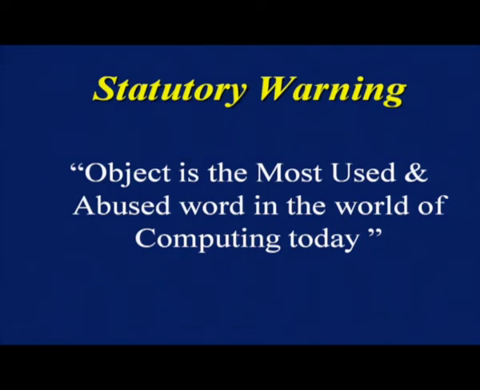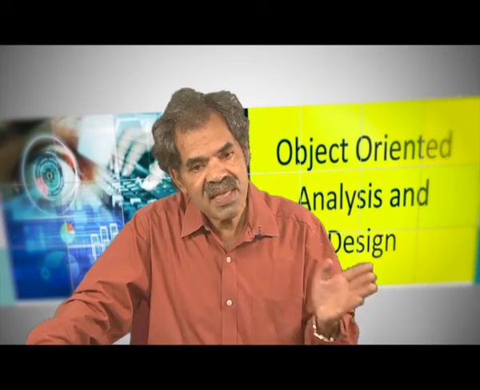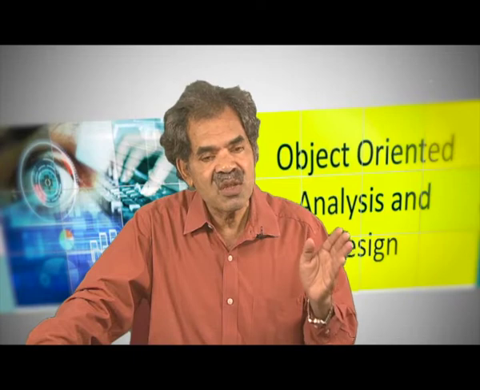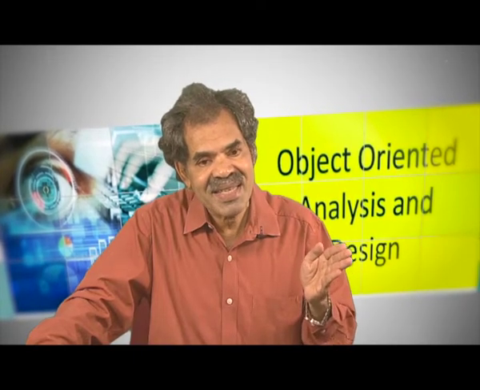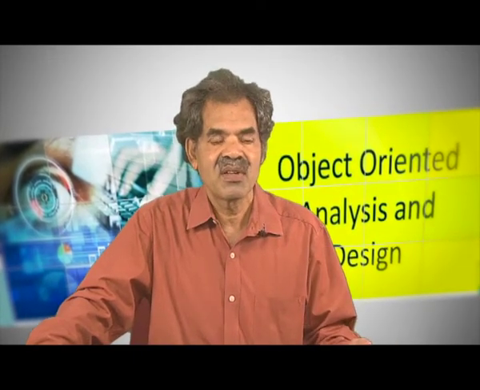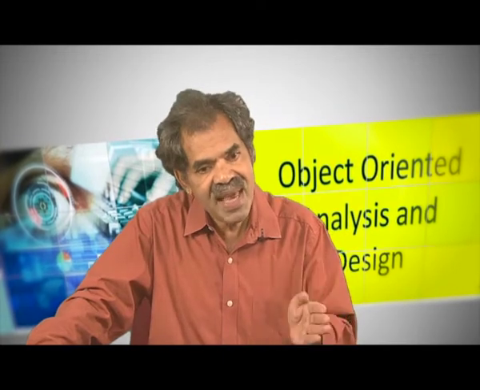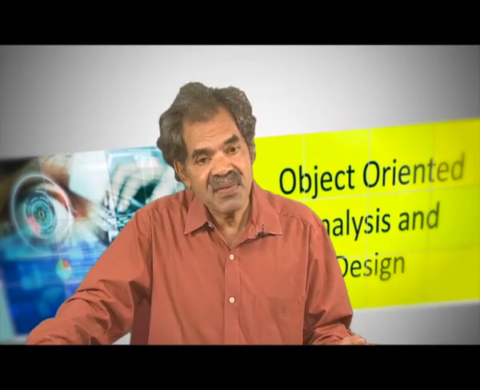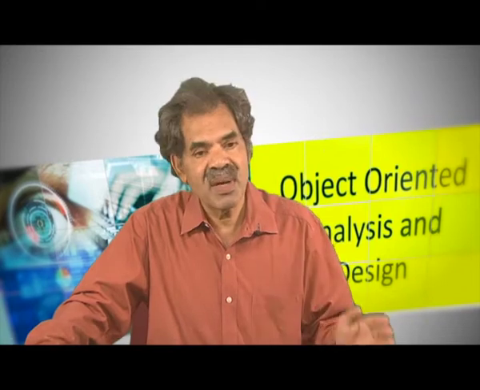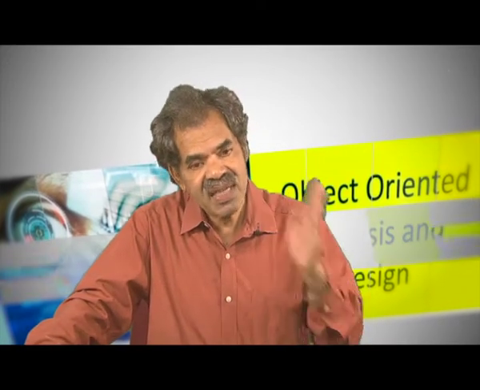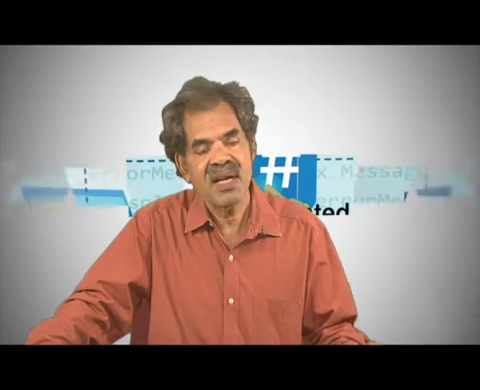So, object is the most used and abused word in the world of computing today. There are many things in software, many things in computing science, which do not really have exacting definitions to tell that this is only this, exactly this. The other sciences, the other human endeavors, have a very definitive way of telling that this can be called an object, this cannot be called an object. We do not have that luxury.